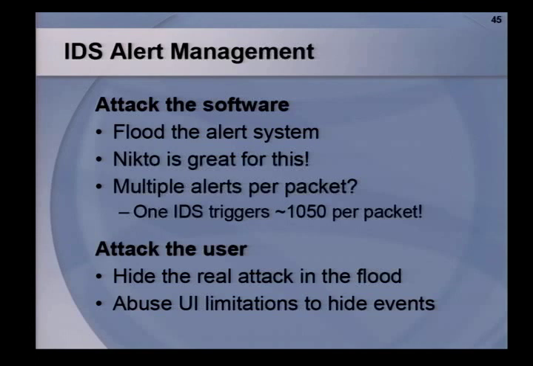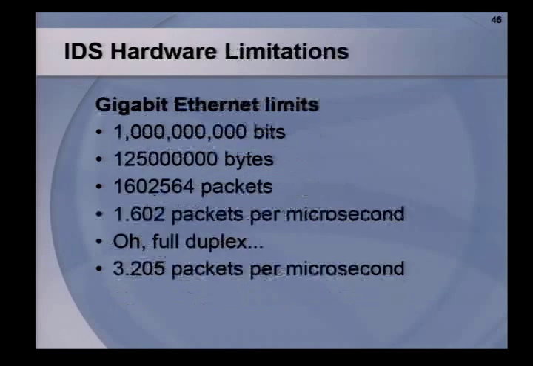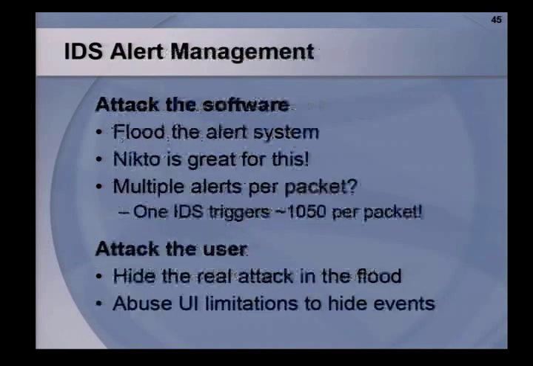It's really great for things like the real-time consoles where they scroll IDS events. If you can force scrolling of IDS events, like the old ISS console, well, yeah, run Nikto, send this packet. The one packet will generate 1,000 alerts per packet. You make it scroll so fast that the Windows will eventually crash. Or run out of printer ink. What was that? That was a great alert.